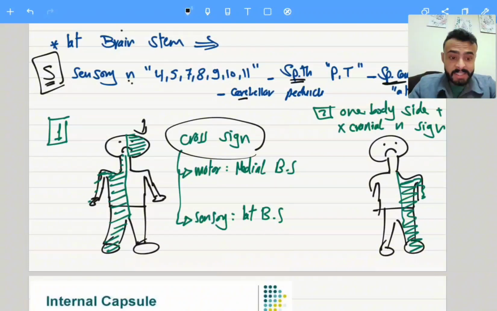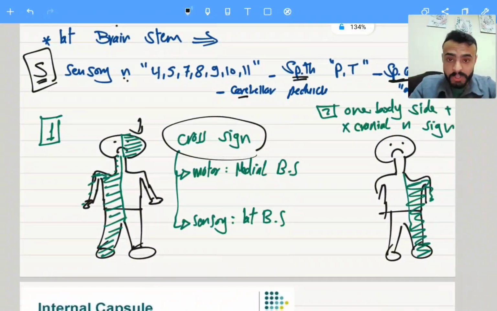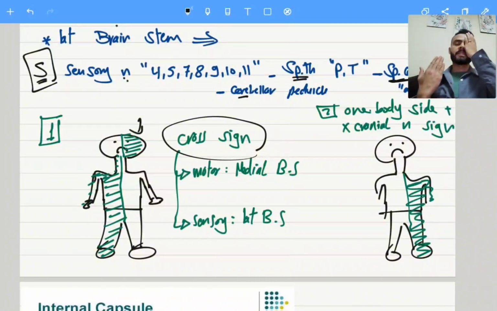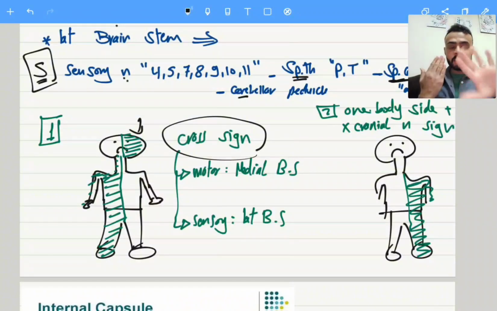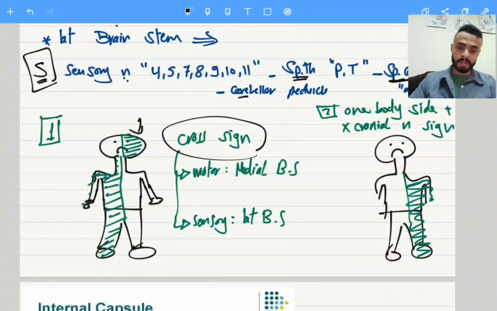Strokes in brainstem will present like this, with a cross sign. What's a cross sign? One side of the face, other side of the body. One side of the face, the opposite side of the body. If it's sensory, then this is lateral brainstem syndrome. If it's motor, then this is medial brainstem syndrome. Okay, you just told me medial, let's say medial brainstem. Okay, how to know? Is it midbrain, medial pons, or medial medulla? The cranial nerve will tell you. So your first step in making a diagnosis for brainstem strokes, cross sign.